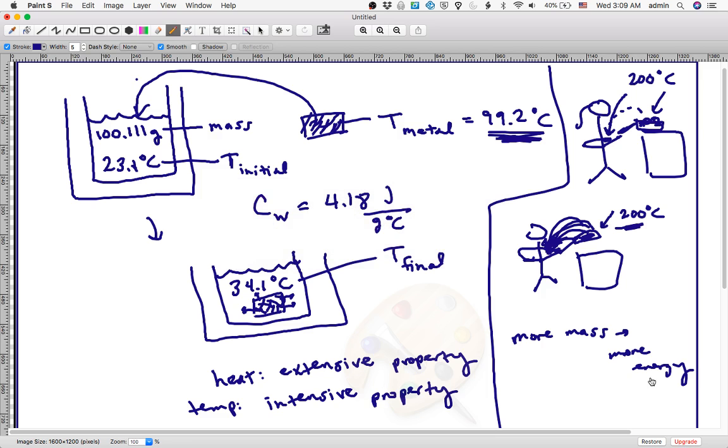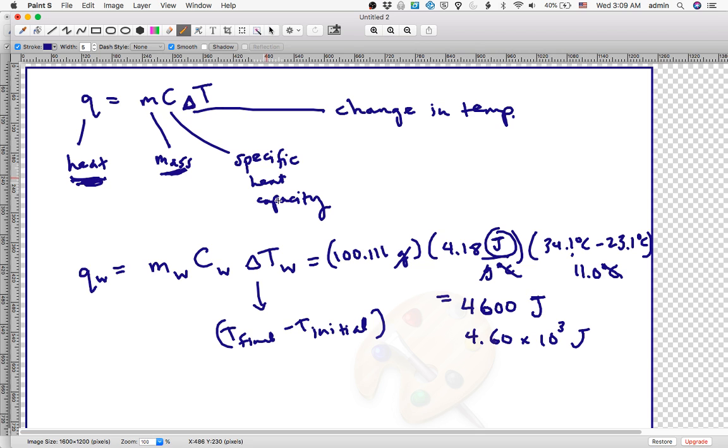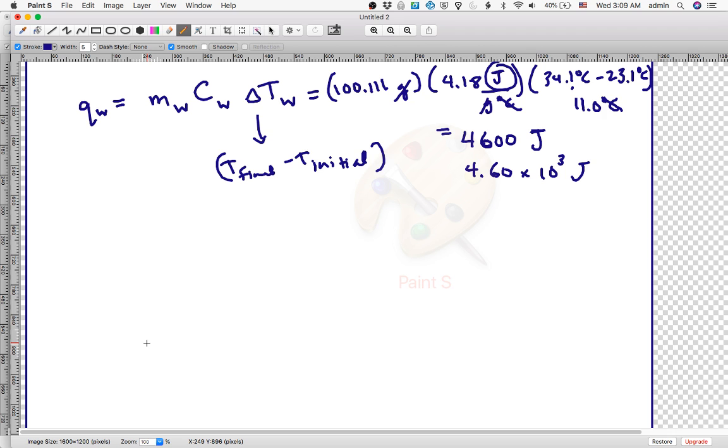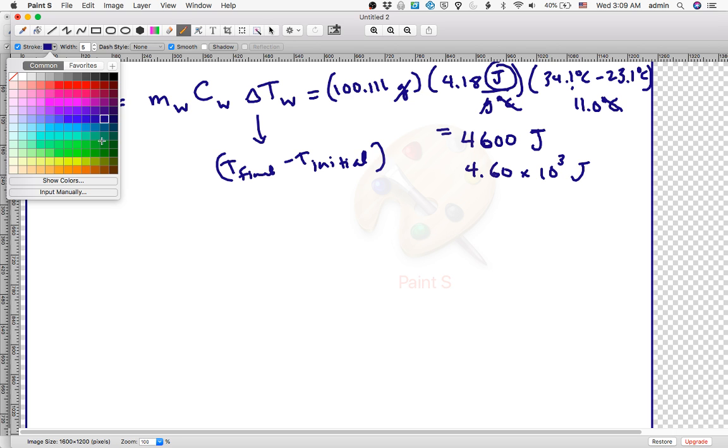All right, now I am about to show you the next step where we left off right here. We found the heat energy that the water absorbed. So how do you find the specific heat capacity of the metal? Let me show you how you do that. I'm going to change colors to green.